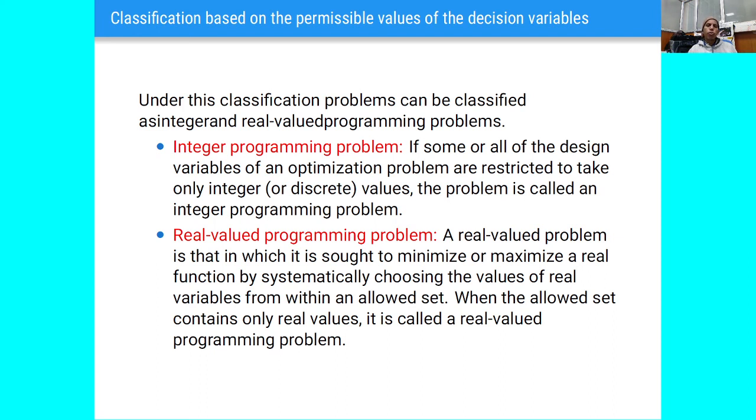In real value programming problems, the values may be even in decimal, up to 6 or 7 decimal places. So in real value programming problems, real values are taken to minimize or maximize.